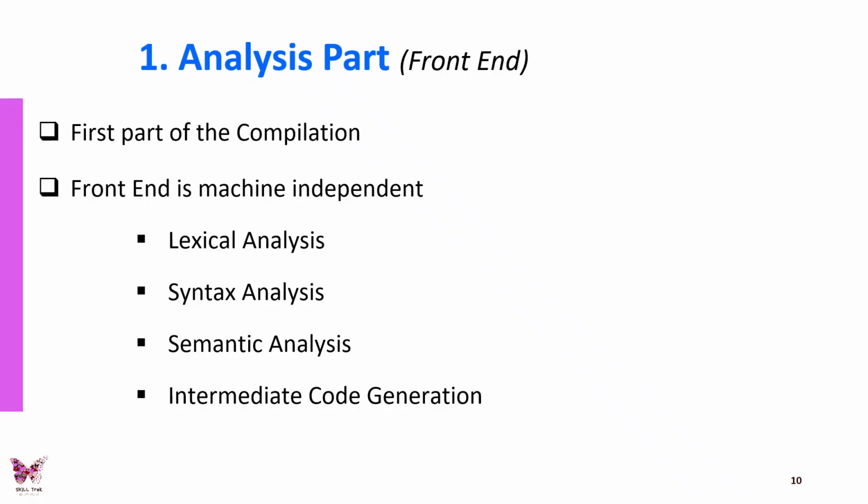Here are the four analysis phases of the compiler. The first one is lexical analysis, the next one is syntax analysis, the next one is semantic analysis, and the last, fourth one is intermediate code generation.